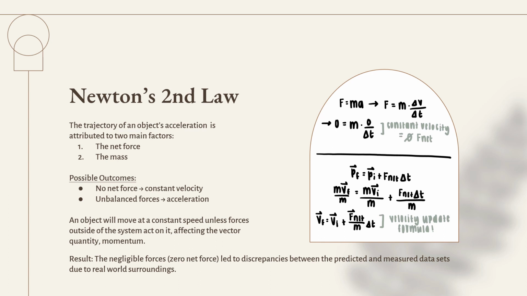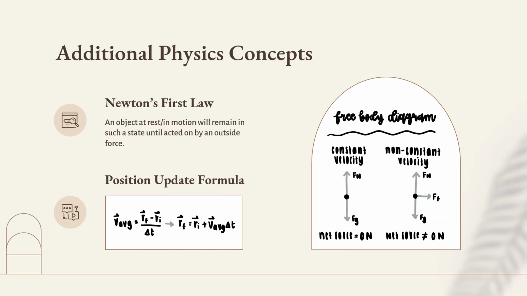An object will move at a constant speed forever unless an outside force acts on the system, which will affect the vector quantity momentum. To our right, we can see the derivation that gives us the velocity final will equal velocity initial in the velocity update formula due to the momentum principle. One of our results was that the negligible forces led to discrepancies between predicted and measured data sets due to the real-world surroundings.